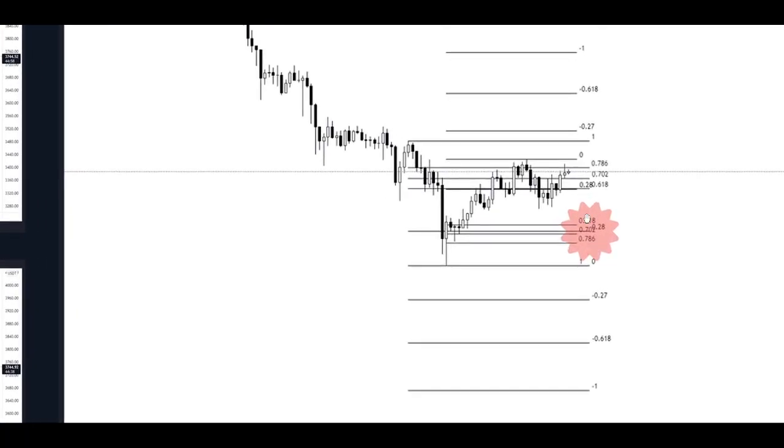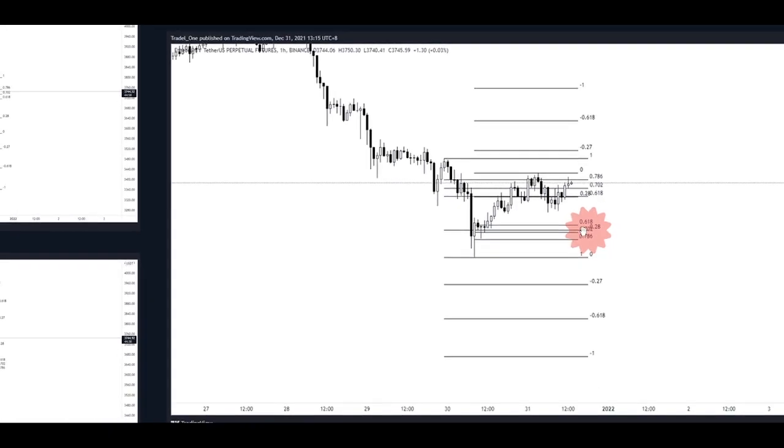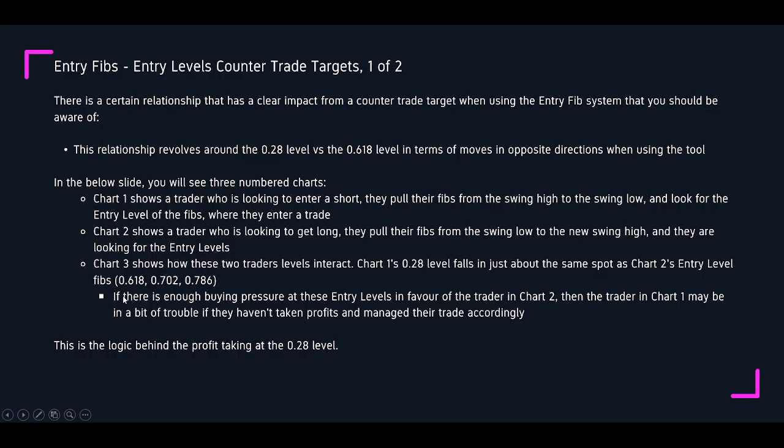you can see here the interaction. So let's try and zoom in. 0.618, 0.702, 0.786 versus the 0.28 level. So there is some interaction. Be careful, be wary of it, because as we say here, if there is enough buying pressure at these entry levels in favor of the trader in chart 2, then the trader in chart 1 may be in a bit of trouble. So, i.e. price could run back up and get them.